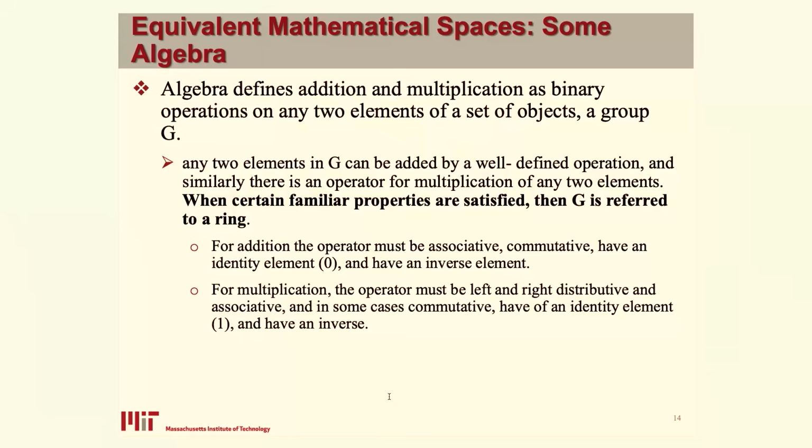The properties are going to be familiar for the binary operation of addition. It has to be associative, so you can put parentheses around stuff in different order. Commutative, you can just reverse A, B, B, A. Have an identity element. This is for addition, so it's like subtraction, the inverse to get the zero element. And for multiplication, the operator must be left and right distributive. Again, associative in some cases, whatever that means, is commutative and has an identity element, which is 1.